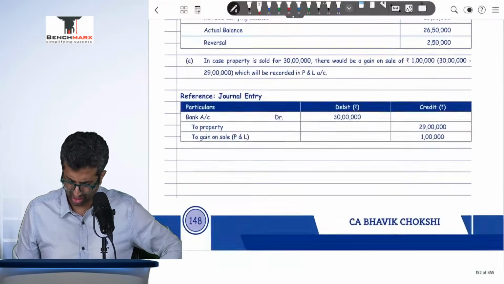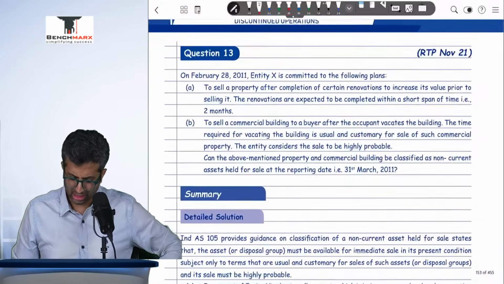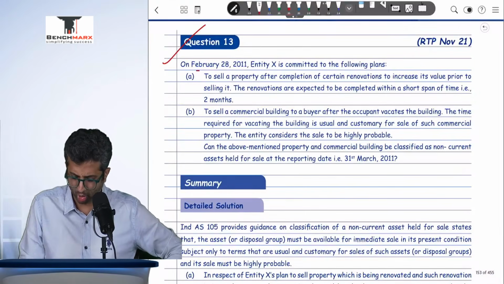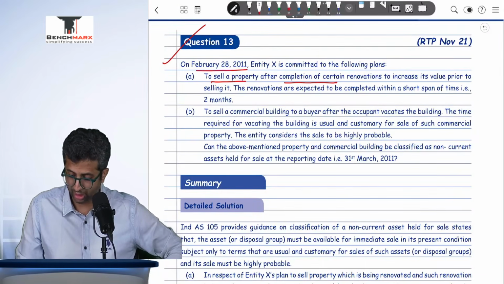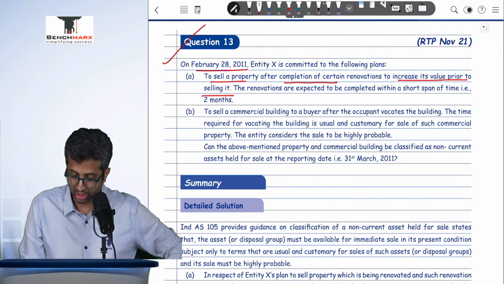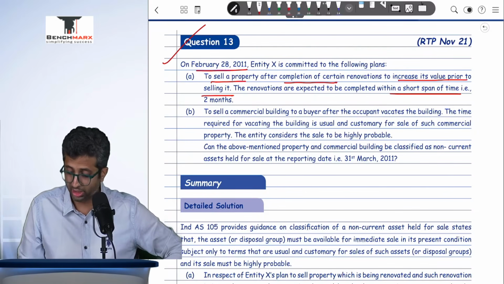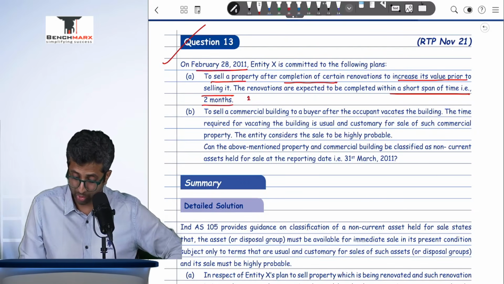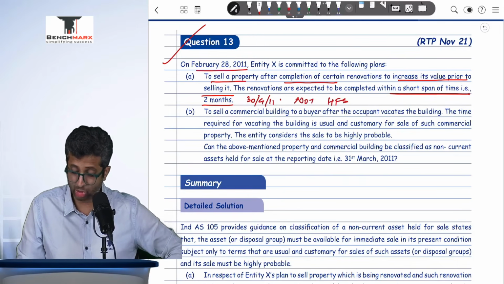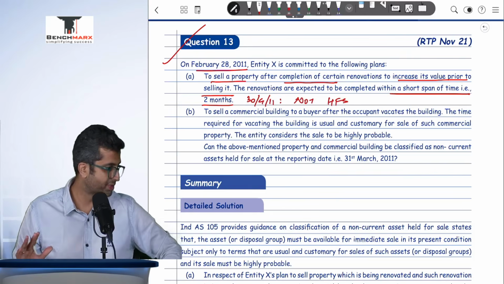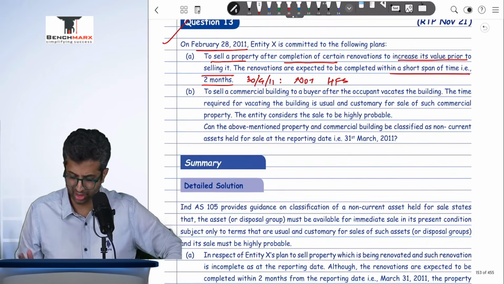12, 13, if you go to see, there is a case where on February 20th, 11, Entity X is committed to the following: to sell a property after completion of renovations to increase its value prior to selling it. The renovations are expected to be completed within a short span of 2 months, which means from 20th April, they will get completed on 30th April 11. And hence, this cannot be classified as held for sale because it is not in the present condition for sale. And hence, this cannot be classified as held for sale.